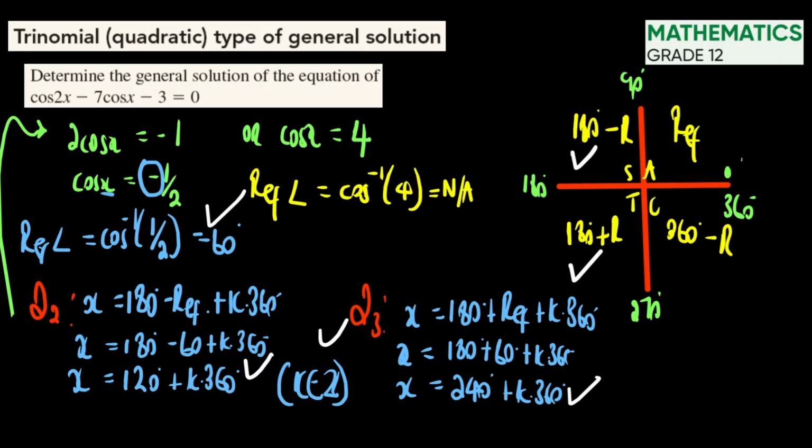Let's move on to another one for variety. So in this one, given that we need to find the general solution of 6 sine squared x plus 7 cos of x minus 3 is equals to 0.